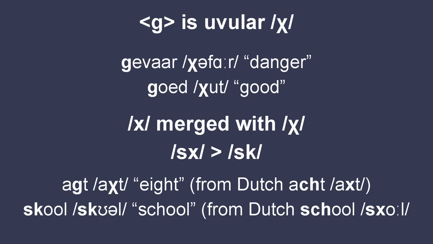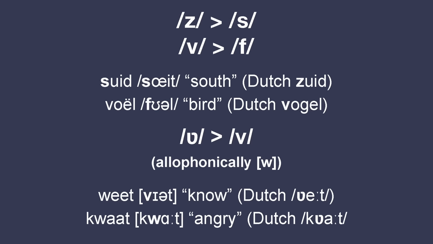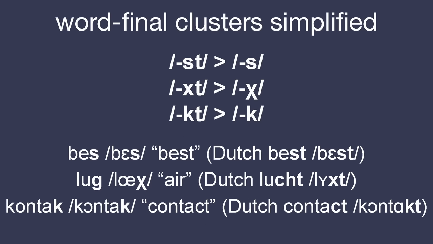The G sound is a uvular fricative H, and the velar fricative also merged with its sound, though the SCH cluster is pronounced ska in Afrikaans. Dutch sounds z and v correspond to voiceless s and f, though the Dutch w sound shifted to v in Afrikaans, with w as an allophone. Word final consonant clusters were simplified in Afrikaans, especially clusters ending with t.